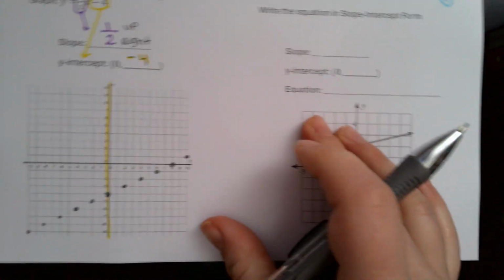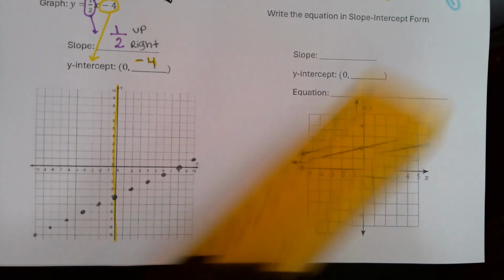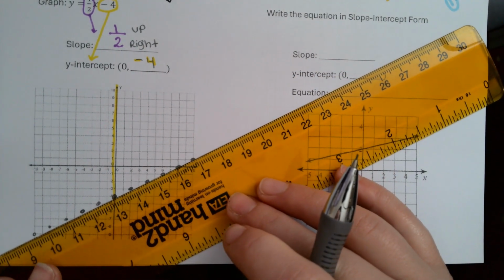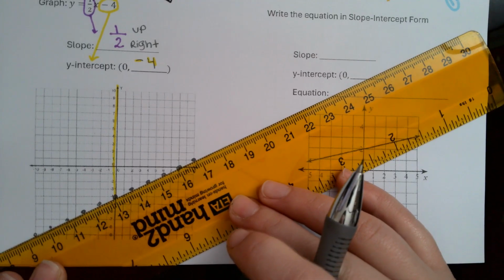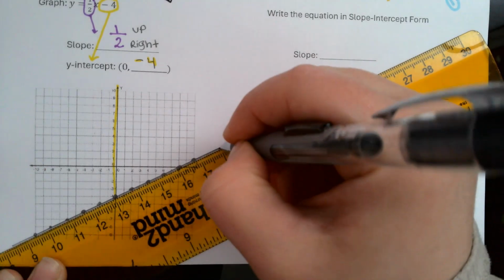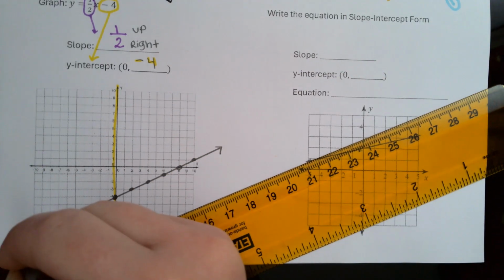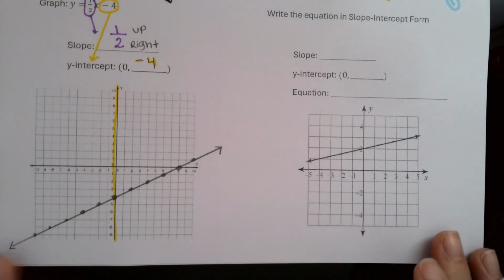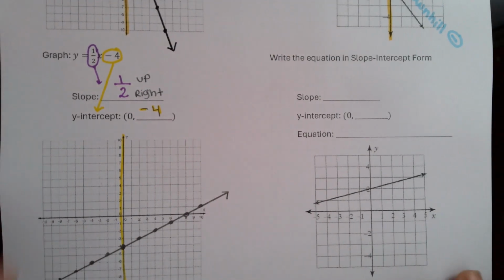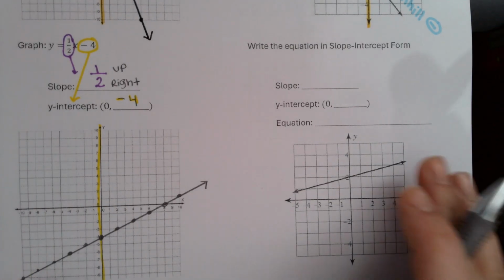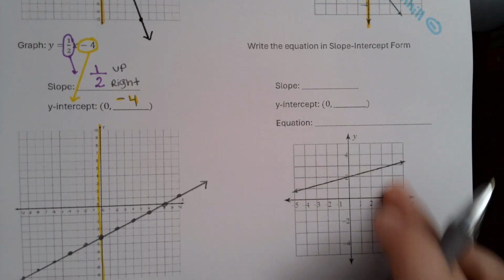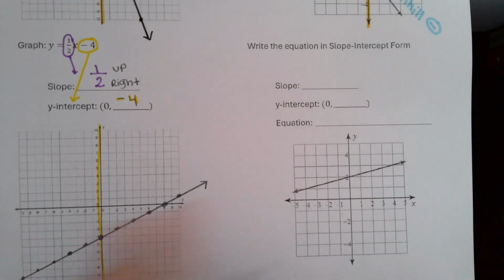Once you have this, go ahead and take out your ruler. Place the ruler slightly underneath. Connect. And make sure you have arrows. Right, next one, we're going to write. So now we're going to take the information from the graph, and then write the equation.